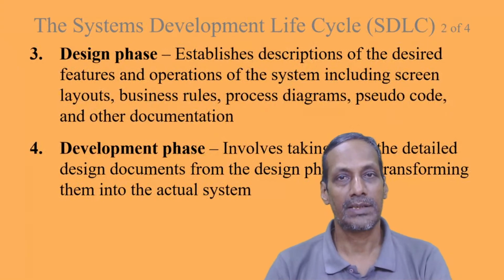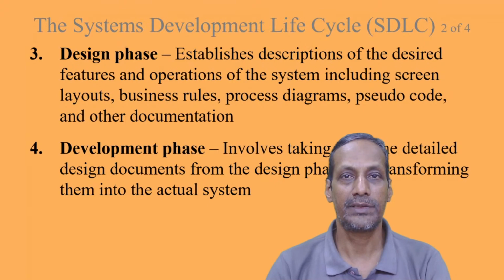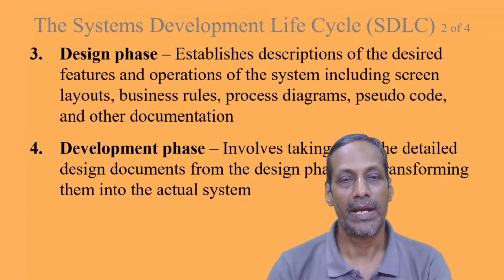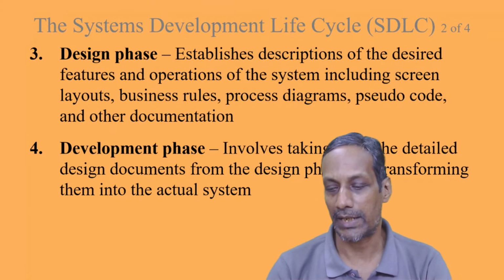The third phase is the design phase, which establishes descriptions of the desired features and operations of the system, including screen layouts, business rules, process diagrams, pseudocodes, and other documentation. Next comes the development phase, which involves taking all of the detailed design documents from the design phase and transforming them into the actual system.